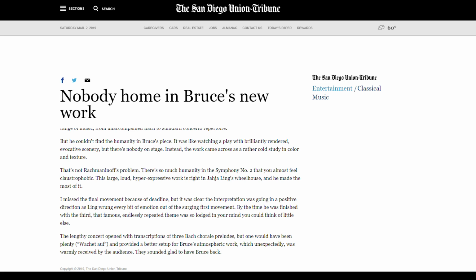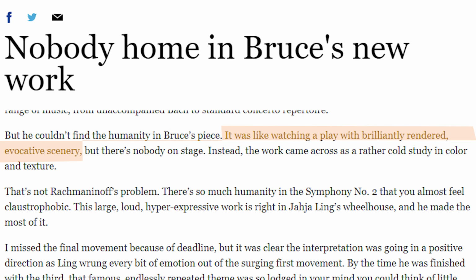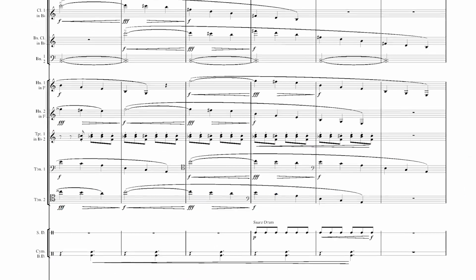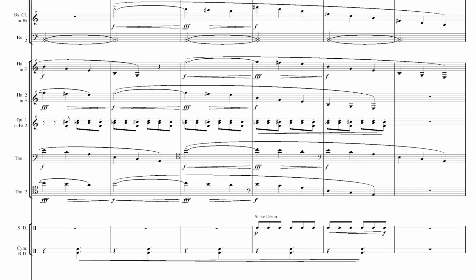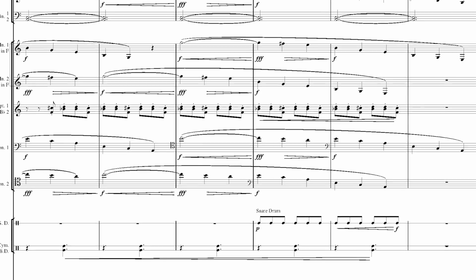But it was fascinating to me that one review really picked up on this, and under the title of Nobody Home in Bruce's New Work, the review said it was like watching a play with brilliantly rendered evocative scenery, but there's nobody on stage. Instead, the work came across as a rather cold study in colour and texture. Now, I'm not going to start arguing with reviewers, but I did find it fascinating that as soon as I even did a taste of genuine pattern in my work, I started getting people finding the music less human.